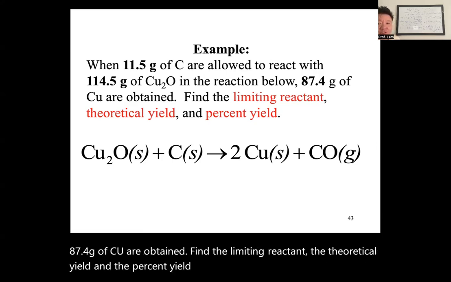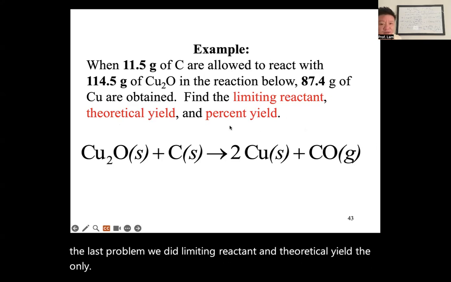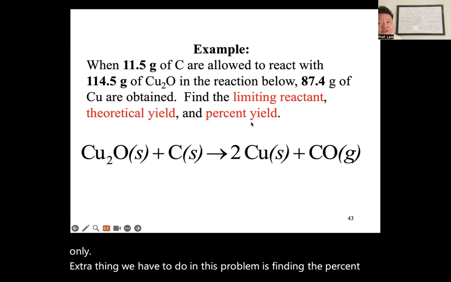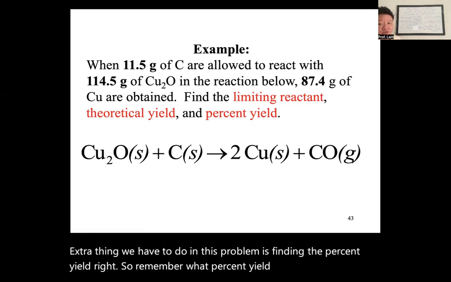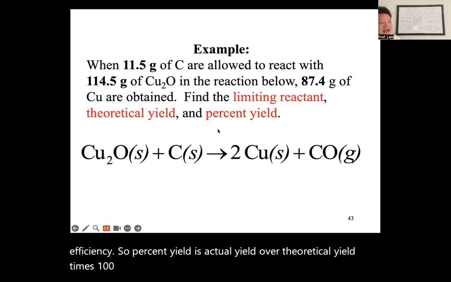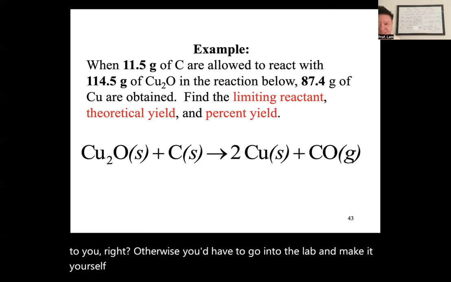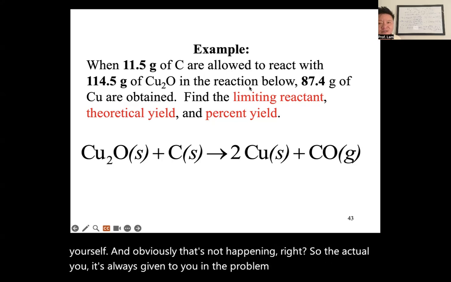Okay. So in the last problem, we did limiting reactant and theoretical yield. The only extra thing we have to do in this problem is find the percent yield. So remember what percent yield is? It's measuring your efficiency. Percent yield is actual yield over theoretical yield times 100%. Your actual yield is always going to be given to you. Otherwise, you'd have to go into the lab and make it yourself, and obviously that's not happening. So the actual yield is always given to you in the problem. So guess where it is in this problem?